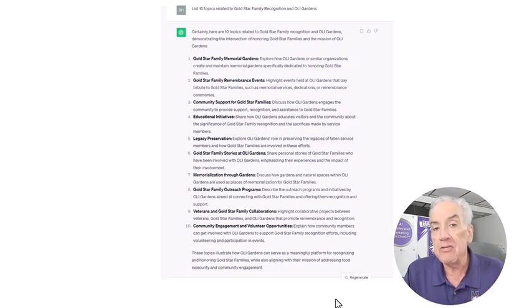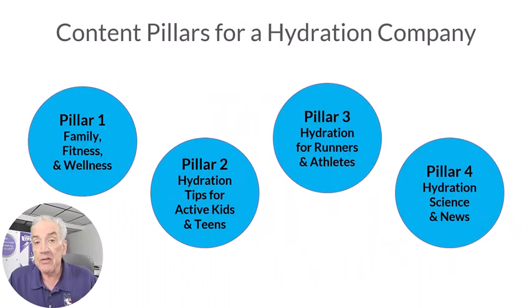And so all of these are good topics, but I might want to hone it in to certain groups and maybe just do a few topics underneath these groupings, and then put that into my OLI Gardens, Gold Star Family, and Veterans Hub.